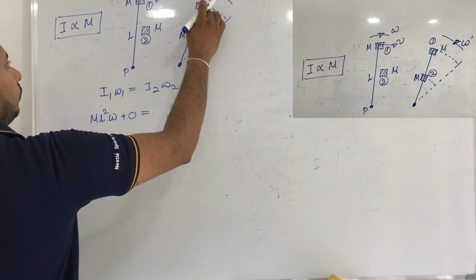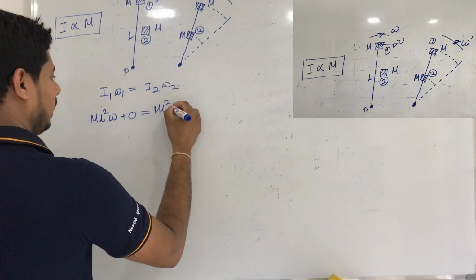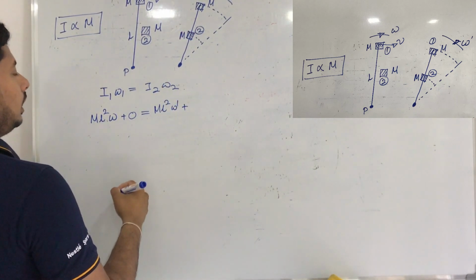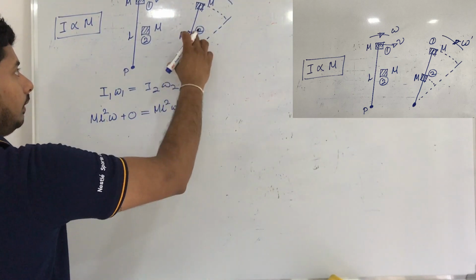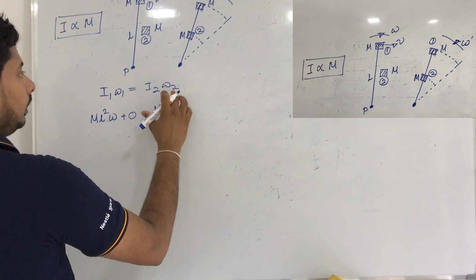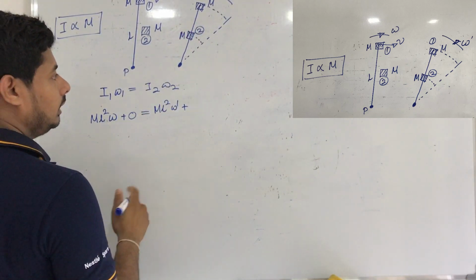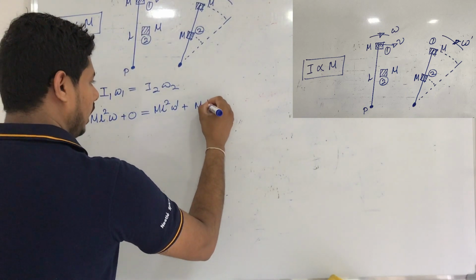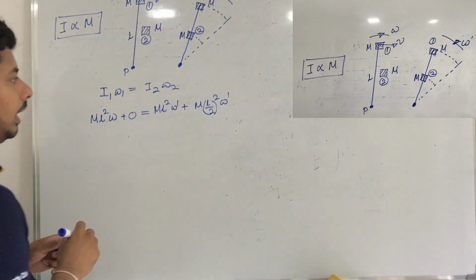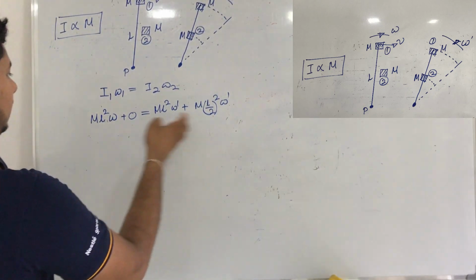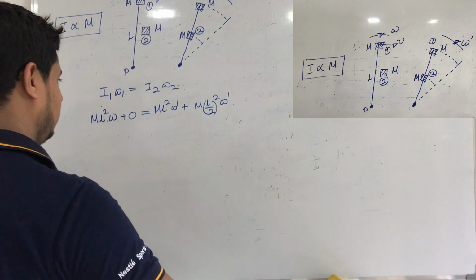Now we can write for this one ml squared again times omega dash, plus this one is also moving with the same angular velocity, omega dash. So the moment of inertia will be m L over 2 squared times omega dash. Now you can easily simplify this and find omega dash.